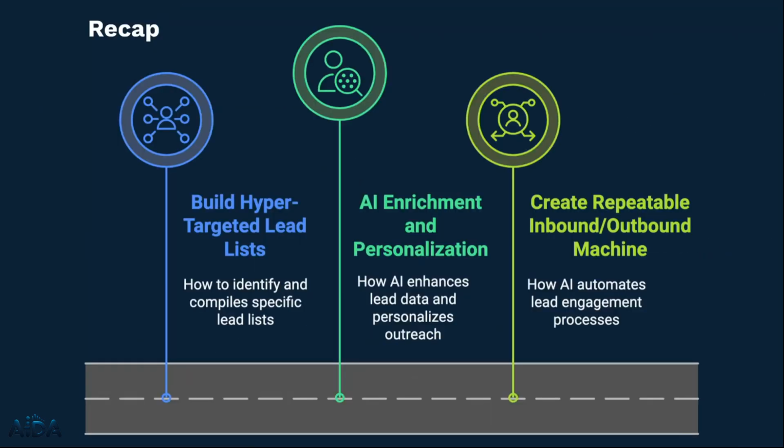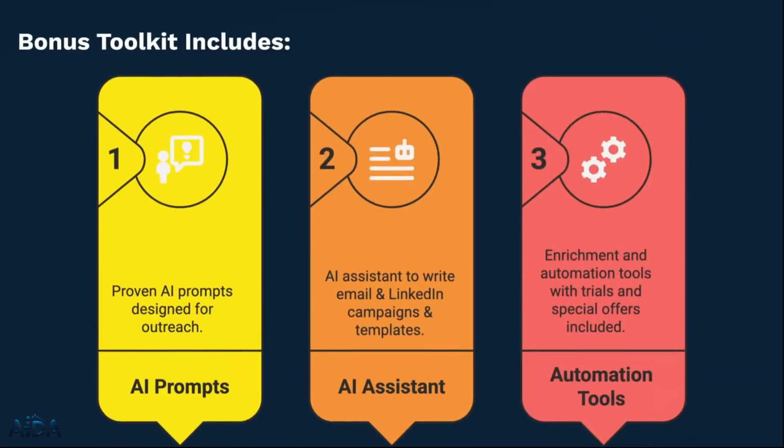All right, so just to recap, we've talked about how to build hyper-targeted lead lists. I'm going to share all these enrichment and personalization tools and all the tools that we use, and ultimately some of the steps on how to create a repeatable inbound, outbound machine. Now, a lot of this can't be covered in a short amount of time. This toolkit that I'm going to send you today is going to have prompts that you can use in AI to generate profiles of customers on Do Better campaigns. Again, I'm going to give you an AI assistant that will write emails and LinkedIn campaigns and templates, and then links to tools and automation tools.